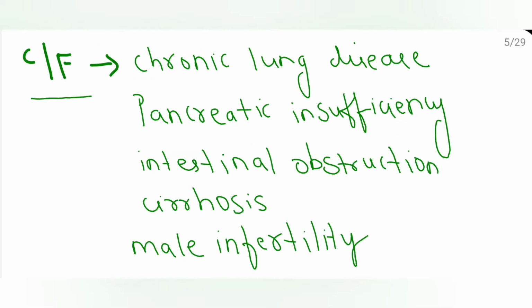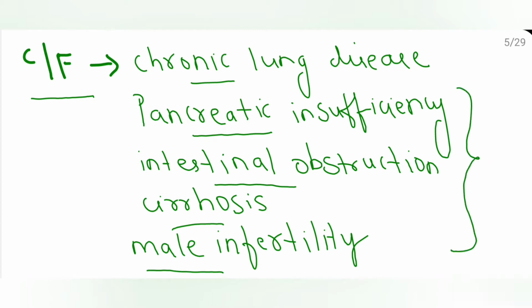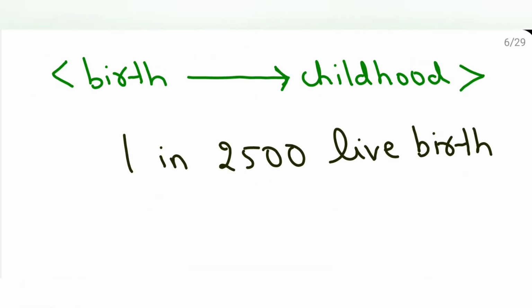So what are the clinical features? Chronic lung disease, pancreatic insufficiency, intestinal obstruction, cirrhosis, male infertility. We'll see why all this occurs. Once you know the pathogenesis, then it will be easier to know all the clinical features. It occurs before birth, and later in childhood it can also present, or even in an adolescent. It occurs in 1 in 2500 live births.